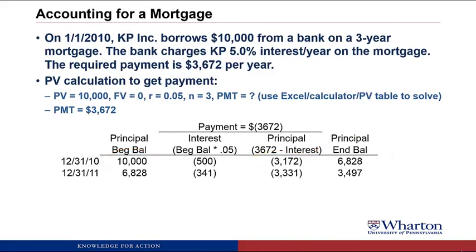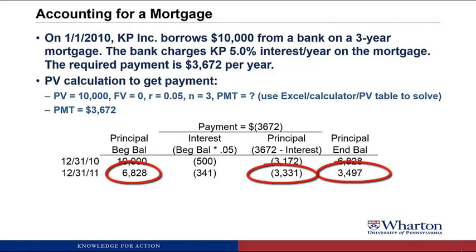Then at the end of 2011, the beginning balance is what we ended with last time, $68.28. We make the same payment of $36.72, but this time the interest component is less. It's calculated as the beginning balance times 5%, so it's $68.28 times 5%, which is $341. Since we're paying a little bit less interest with the same payment, we pay off more principal. That's calculated as $36.72 minus $341, so that's $33.31. And so since we're paying back that principal, the balance in the mortgage principal at the end of the year is $34.97. That's $68.28 minus $33.31 gives you $34.97.